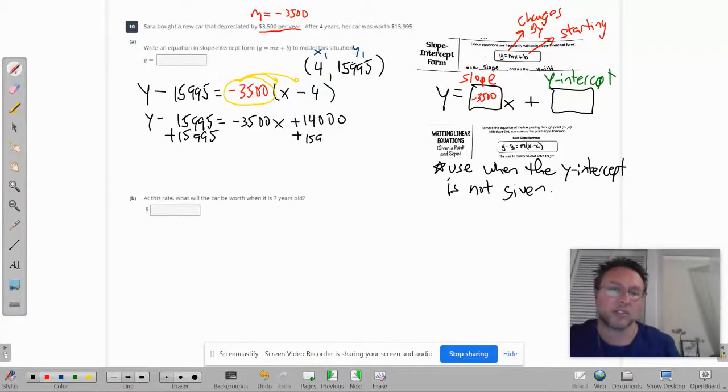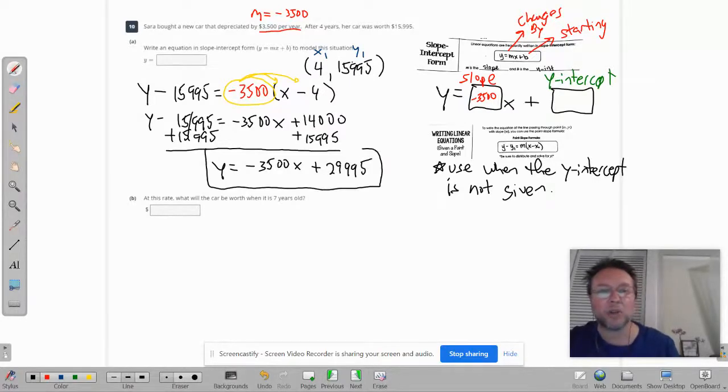So let's add what the car is worth at 4 years plus what it lost, and then that should tell us what the car started at, right? That's our y-intercept. So negative 3,500x, and then that would be plus 29,995. So my y-intercept would be 29,995. What would the car be worth in 7 years?